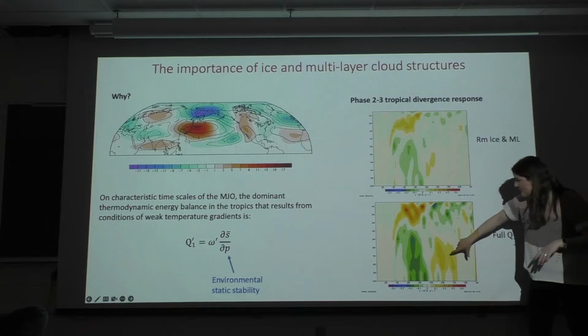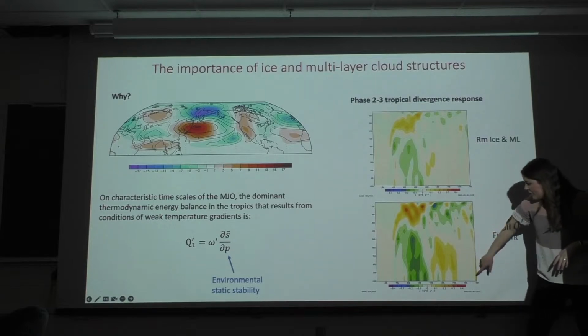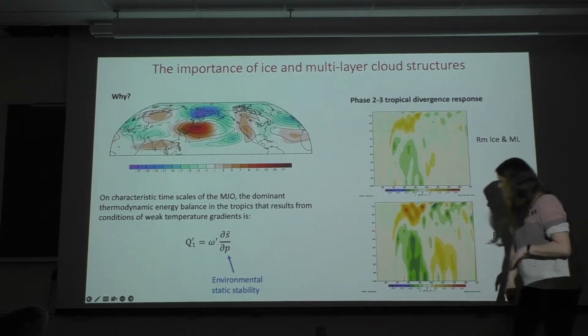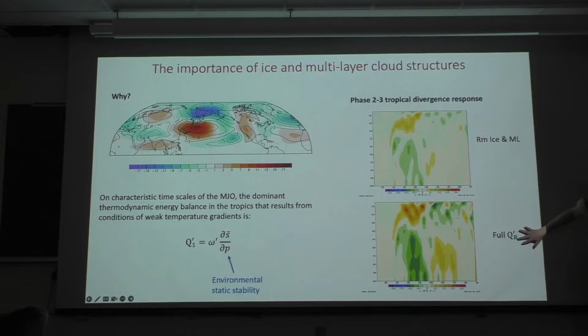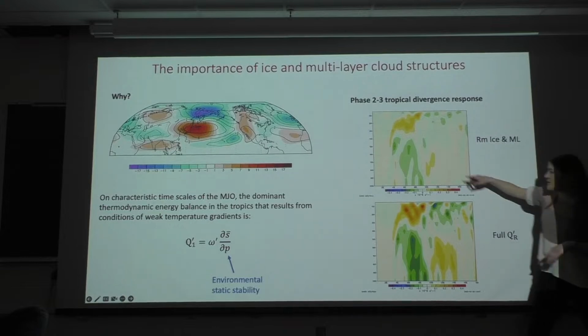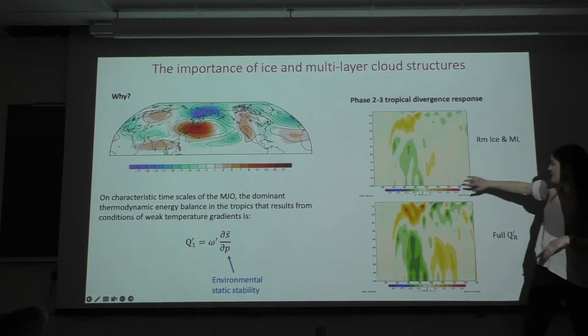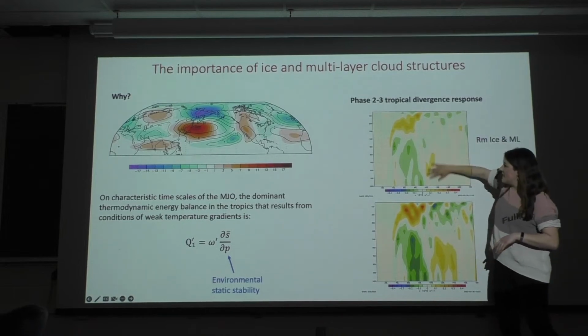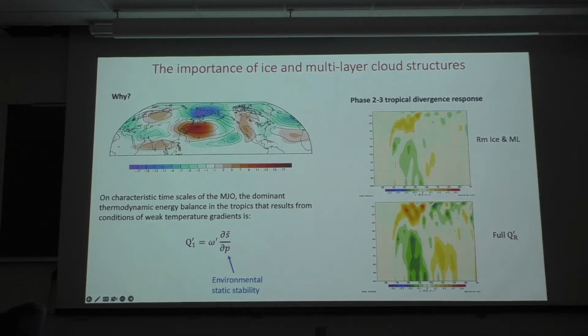especially at later phases. And here you can see longitude versus pressure. And this is for the divergence associated with the full heating given by the model. And then this is when we remove ice and mixed layer cloud structures. And you can see a substantial decrease in the entire signal, and pretty much everything on this side within the Western Pacific is largely gone.